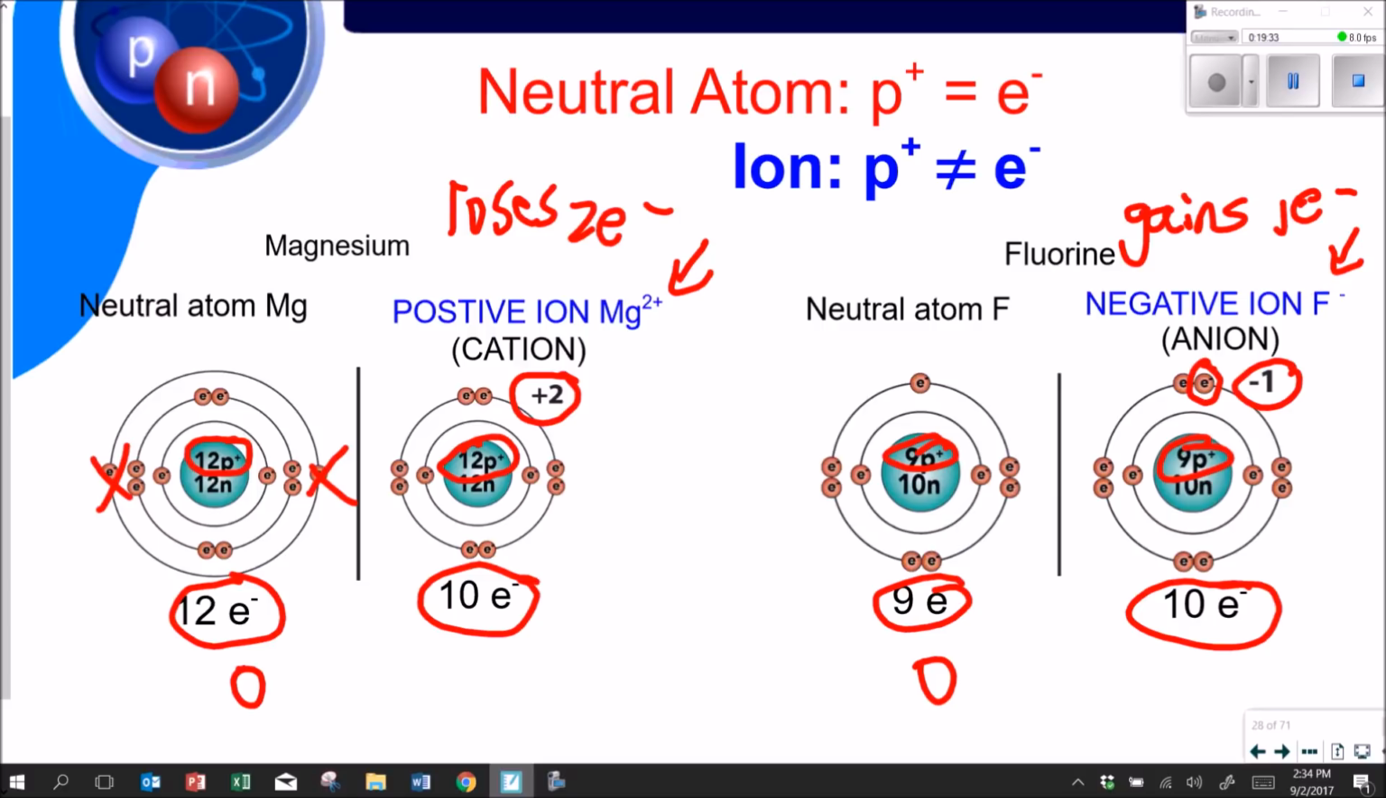Negative without a number implies a -1. It would be the same for a positive ion. Plus without a number would imply a 1.